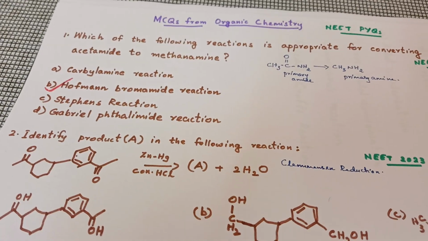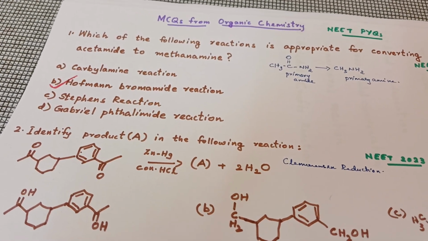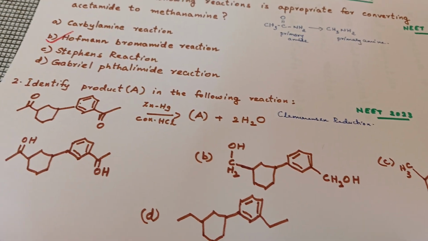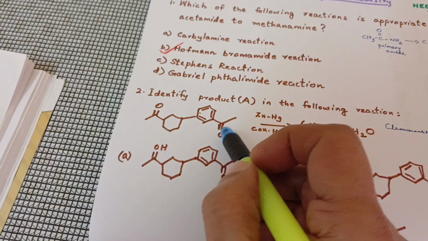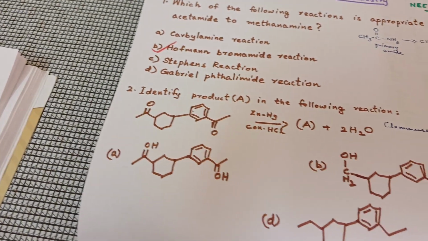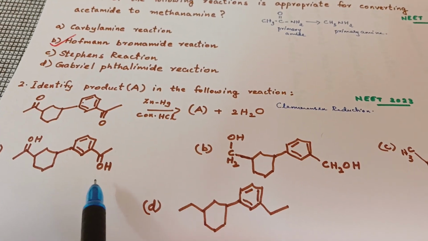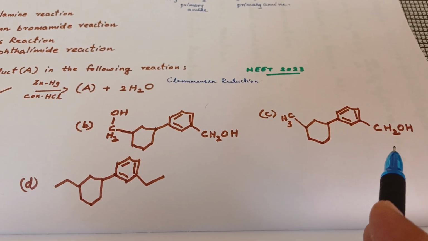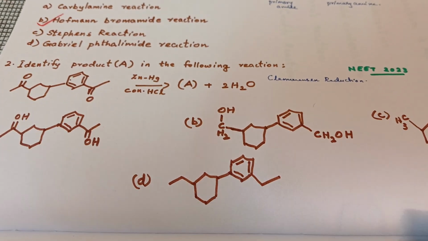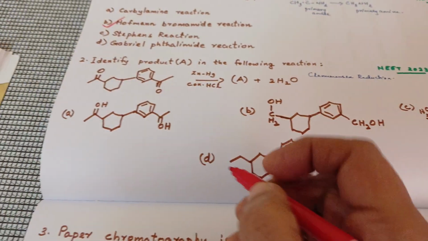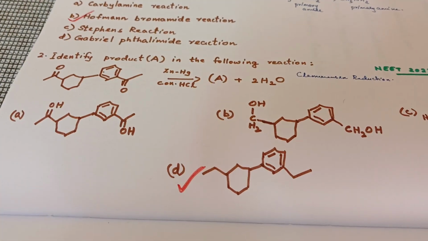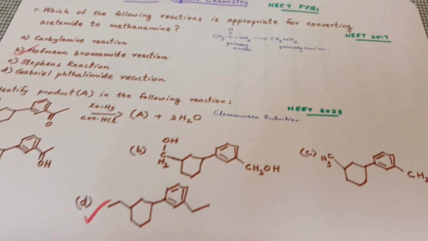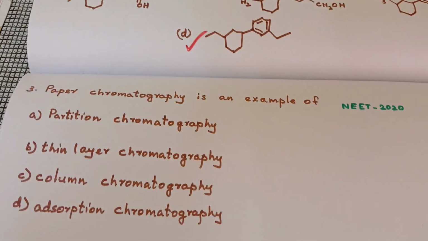So in that, aldehydes or ketones are reduced to alkanes. That is, the C double bond O becomes CH2. So let us see in which of these options C double bond O is changed to CH2. So this one, option D will be the correct choice. That is also a NEET question 2023. Third question.